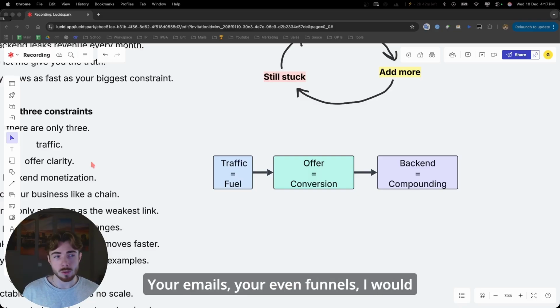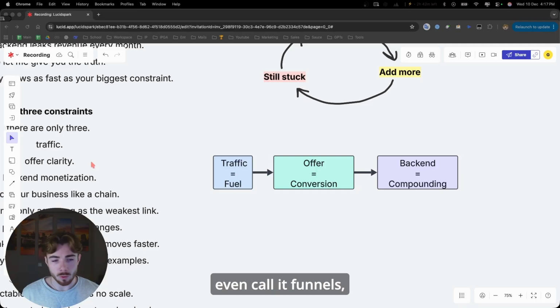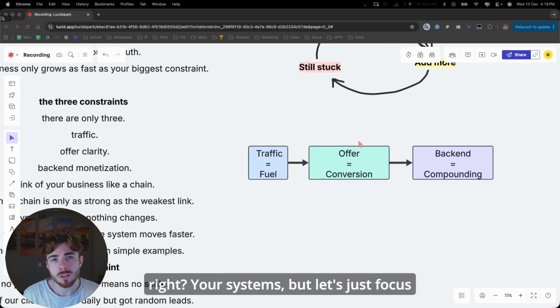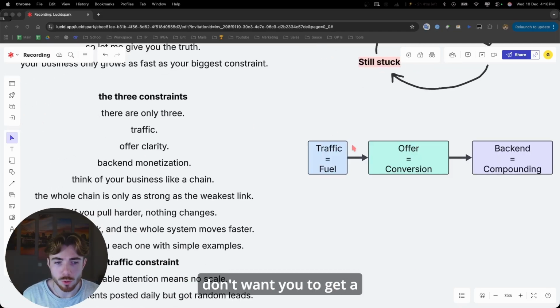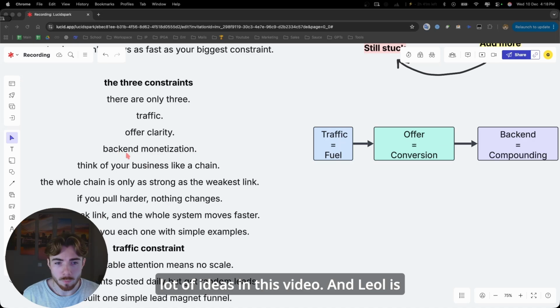Your emails, even your funnels. I would even call it funnels, right? Your systems, but let's just focus on simplicity here. I don't want you to get a lot of ideas in this video. And yeah, let's just call it backend monetization for now.